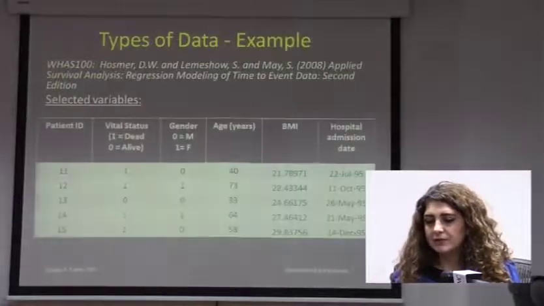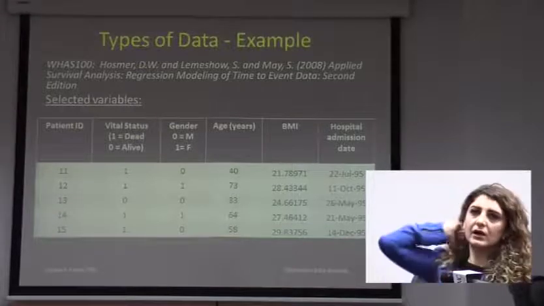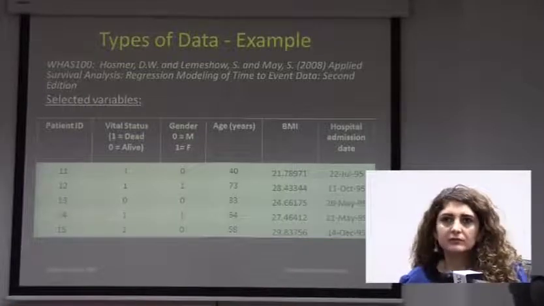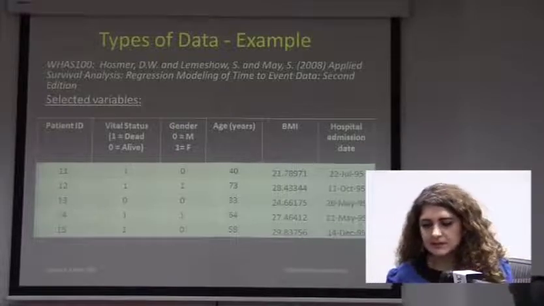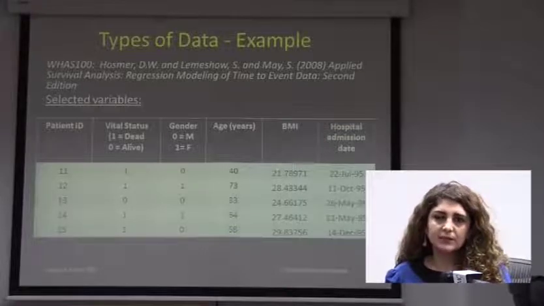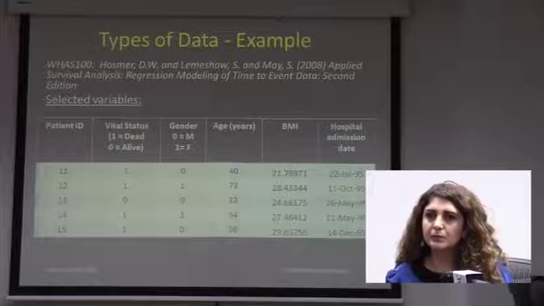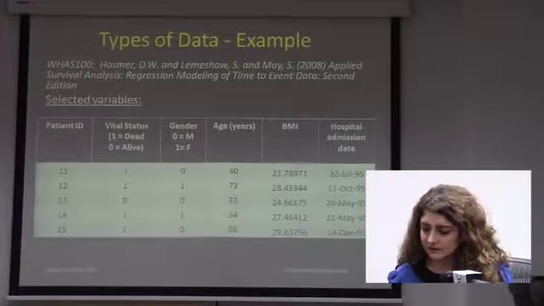Now, if you look at this example here, I have a data set on survival analysis for a set of patients. I selected a few variables. If you look at the patient ID, this is one variable. This here is a nominal variable, for example, because it's like a category. The number itself does not have a meaning. I can put 11 for the patient, or I can put patient number 11,000. This does not make any difference.